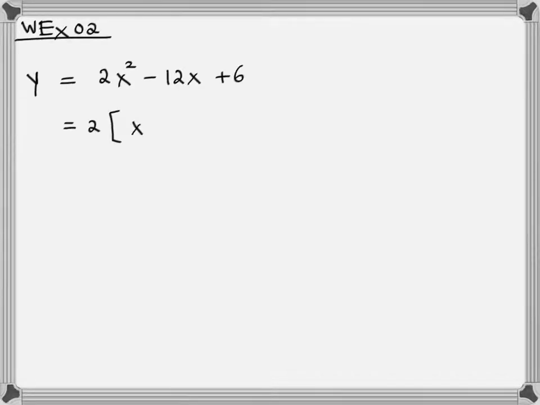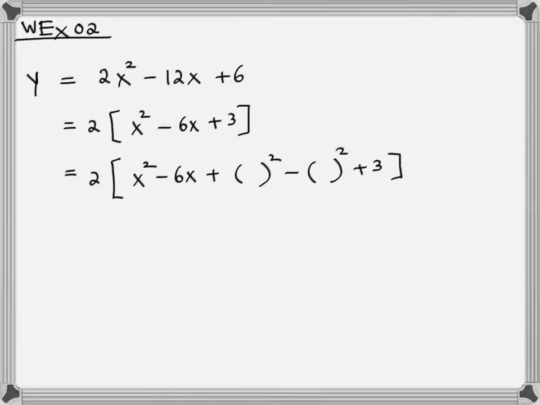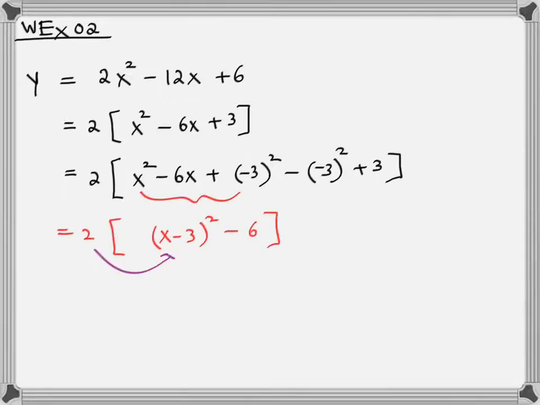Another example. Something like 2x square minus 12x plus 6. What is the first and foremost rule? Make sure the coefficient of x square is 1. Since it's not 1, you take 2 common throughout the equation. Repeat the same process on the inside. First add, then subtract the square of half the coefficient of x. Rewrite the first three terms as a perfect square algebraic expression.